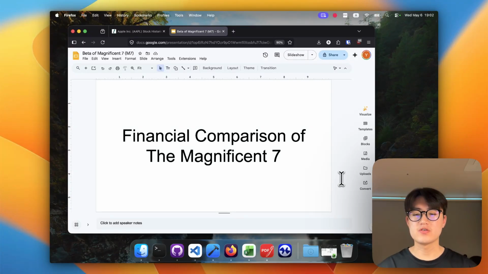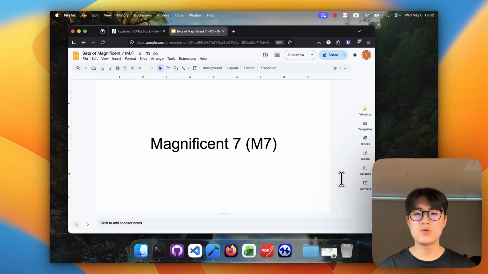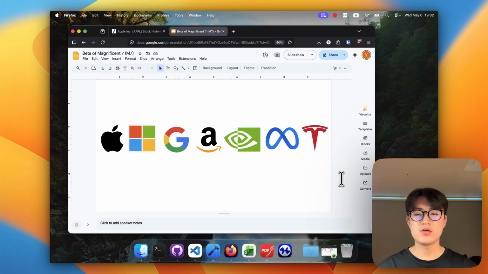Hello, I'll be sharing a simple financial comparison of the Magnificent Seven. So, what is the Magnificent Seven, or M7? These are the big tech companies in the United States: Apple, Microsoft, Google, Amazon, Nvidia, Meta, and Tesla.